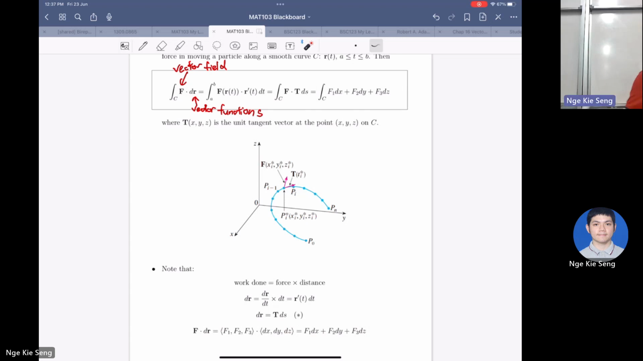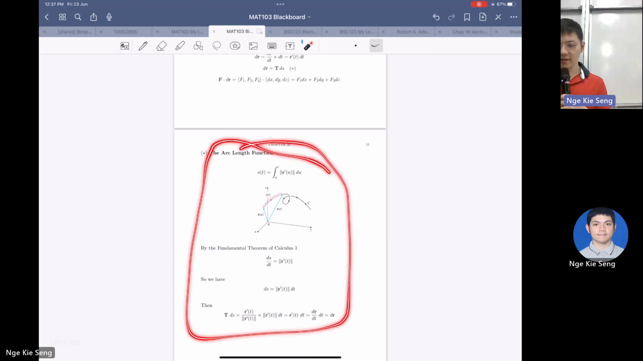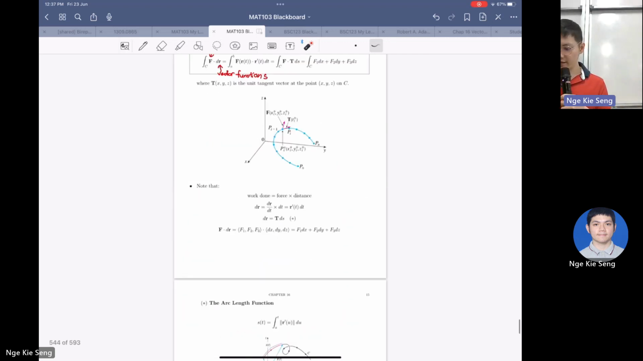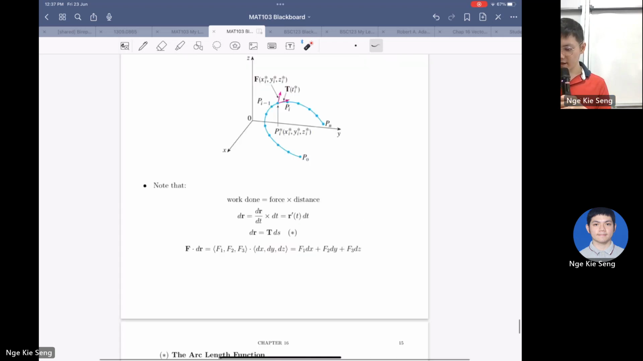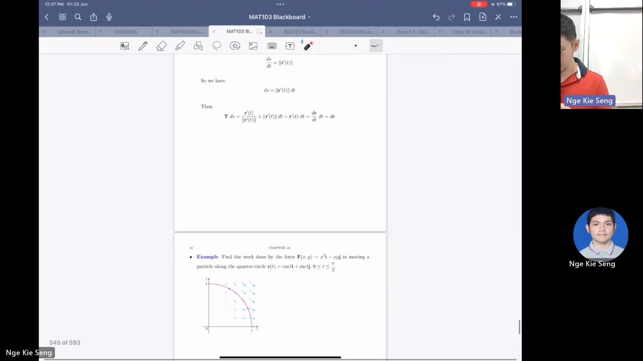But this vector changes with position, so that number also changes with position. So when you integrate a number that changes with position, you also get a number. Word down is a number, right? So you get a number. For more derivation, you can study this. But the key here is you dot with the tangent vector. Okay, let's look at some examples.